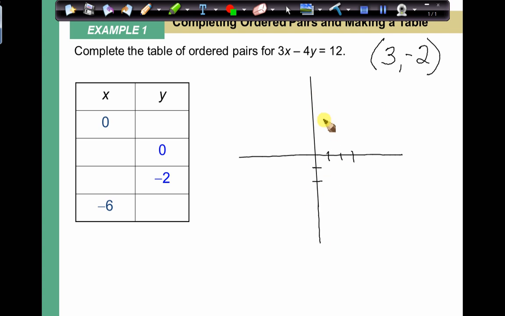The y-axis is the vertical axis. So we write this as y. Our little arrows are on the end of our axis. This is the x-axis. So the point 3, -2 would be right here. Okay, and remember quadrants: first quadrant, second quadrant, third quadrant, fourth quadrant. Okay, quick review. All right.